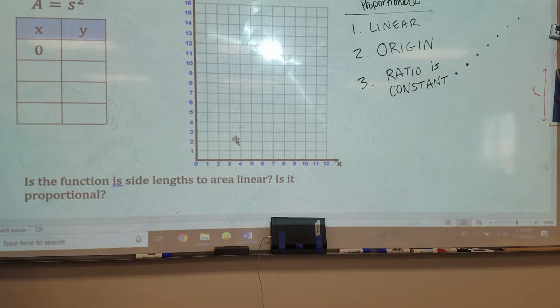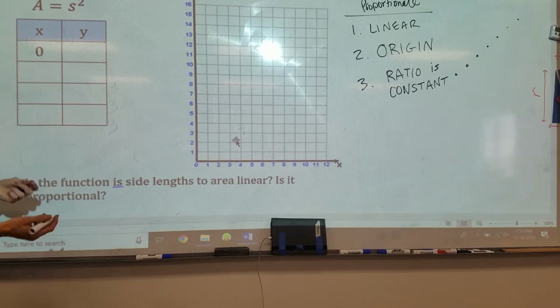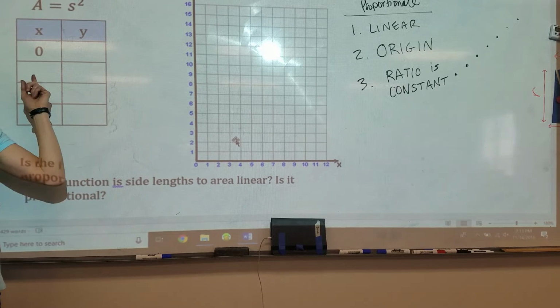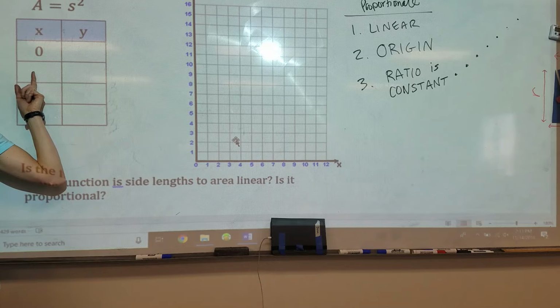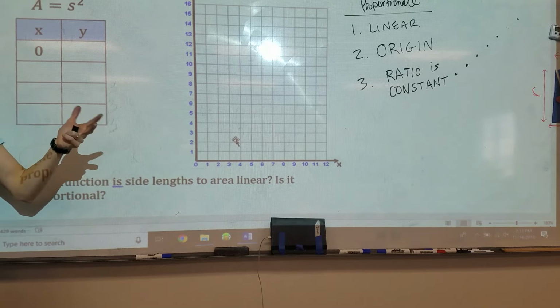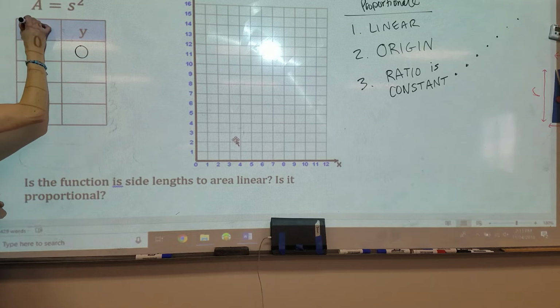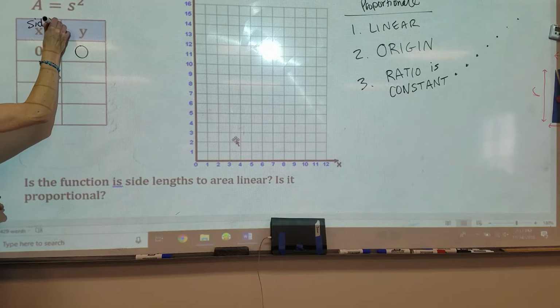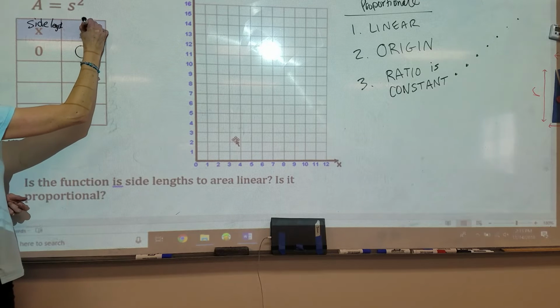This one's the formula for the area of a square: side length squared. So if I had a square with side length of 0, is there any area? Yeah, that's a pretty small square. In fact, that square doesn't exist. There's no side length at all, so there's no area. Let me do this. Side length, and this is area.